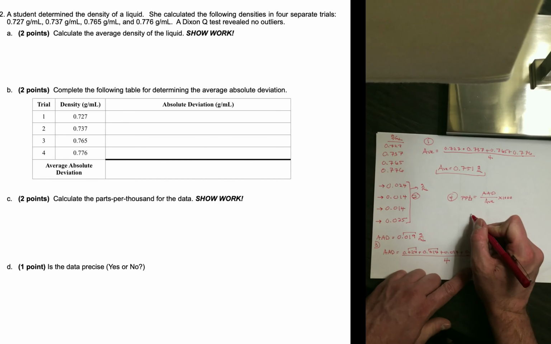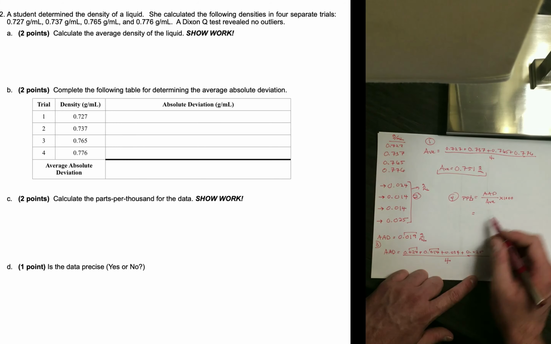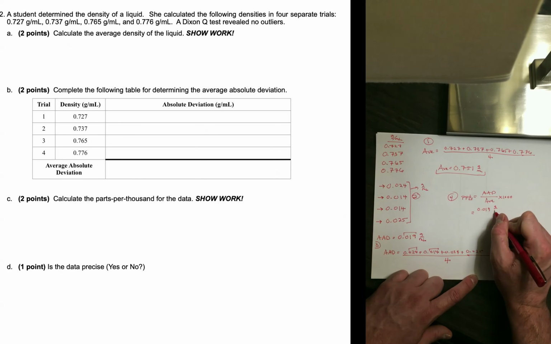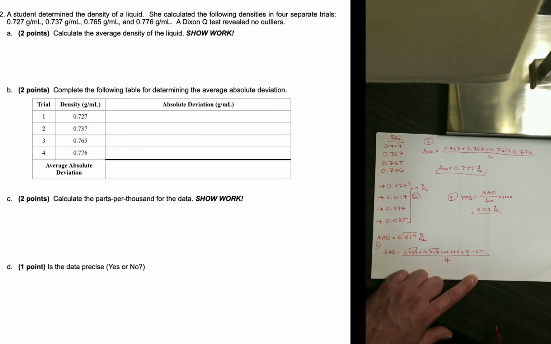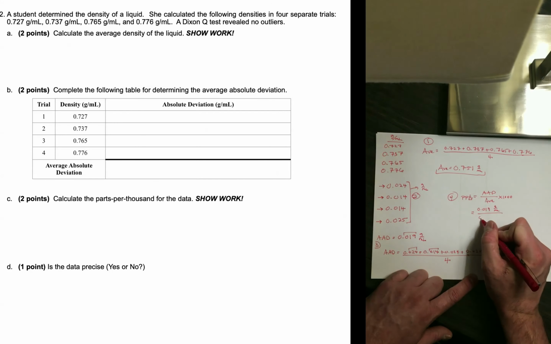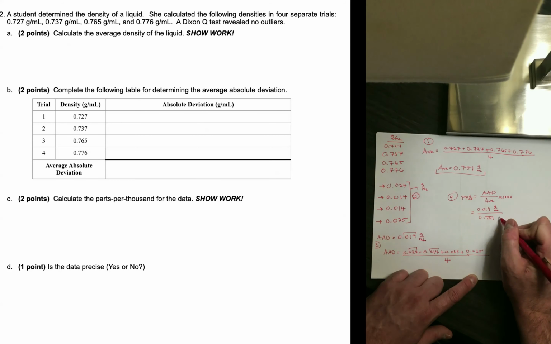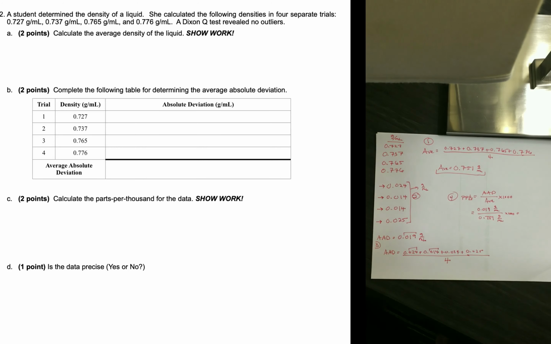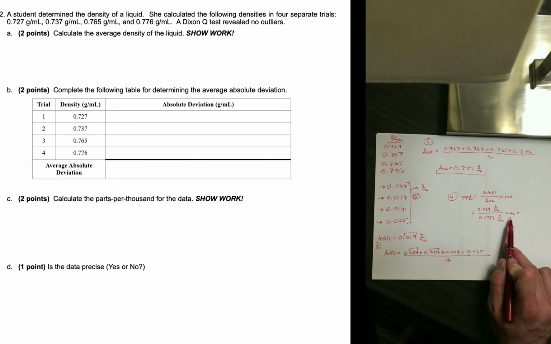Okay, so if I wanted to calculate this, I would simply take the 0.019, I could throw the units in there, grams per mil, and divide by the original average, 0.751 grams per mil, and then multiply by 1,000. Now in this calculation, 1,000 is an exact number. So this number plays no role in when I determine the number of significant digits in my final answer.